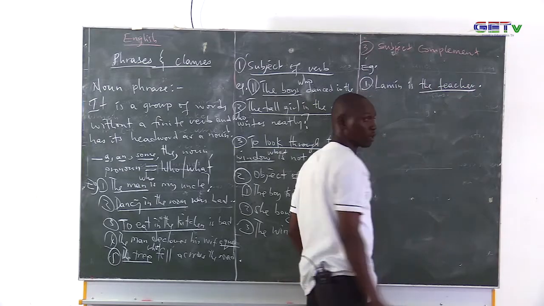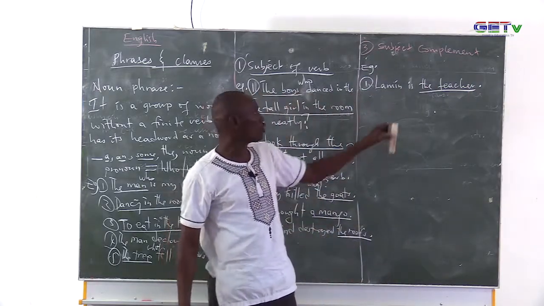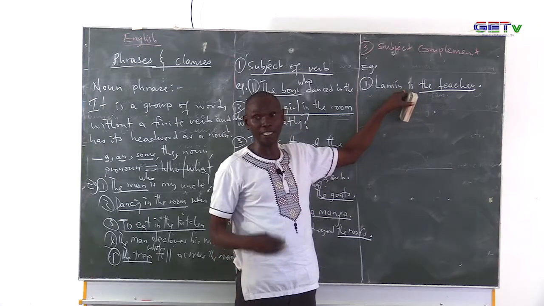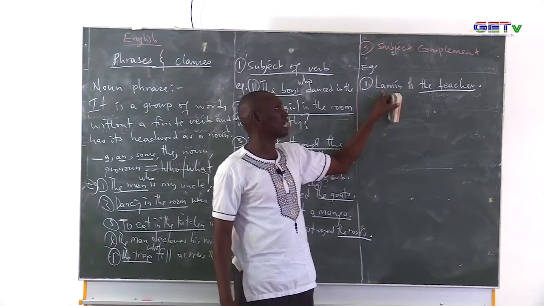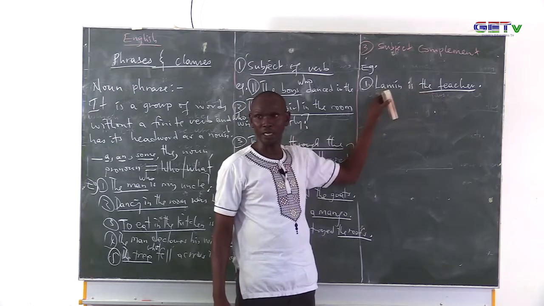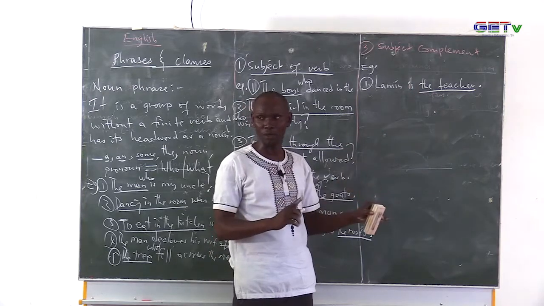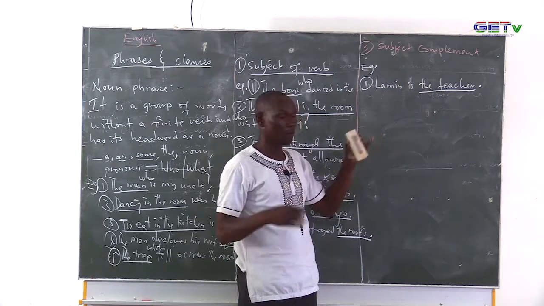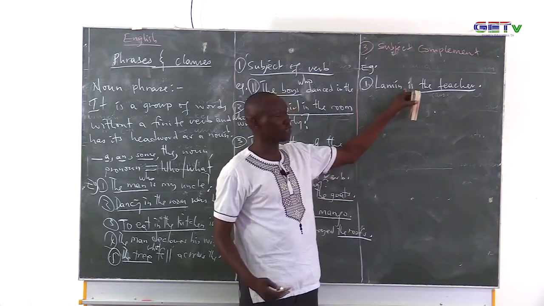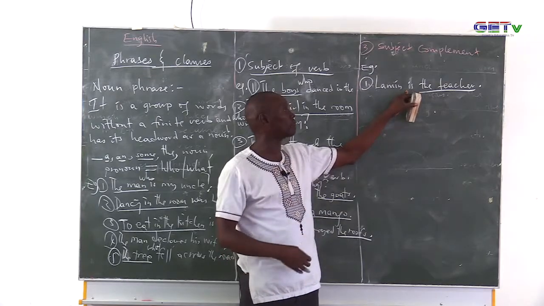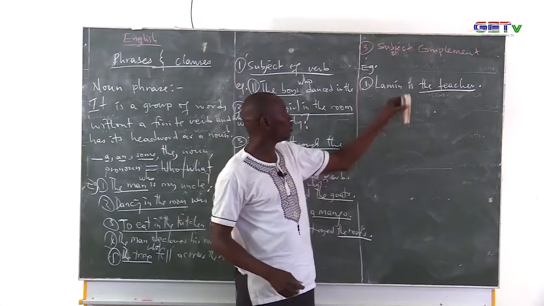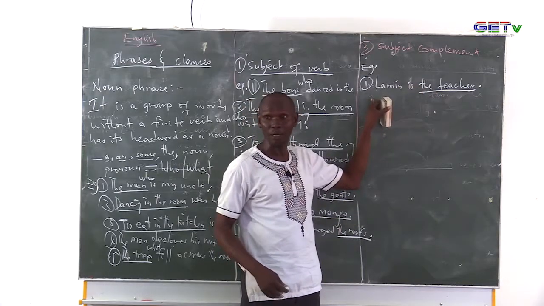Now, this is underlined. You cannot call this object of the verb is, because this is not a main verb, but a linking verb. And who is Lamin, the teacher? Who is the teacher? Lamin. So the two are one and the same. You get the point? So it is complementing this. So you take note. That's why when you have a noun phrase after a main verb, you call it object of verb. But once you have it after linking verbs, they become subject complement. So Lamin and the teacher are one and the same.